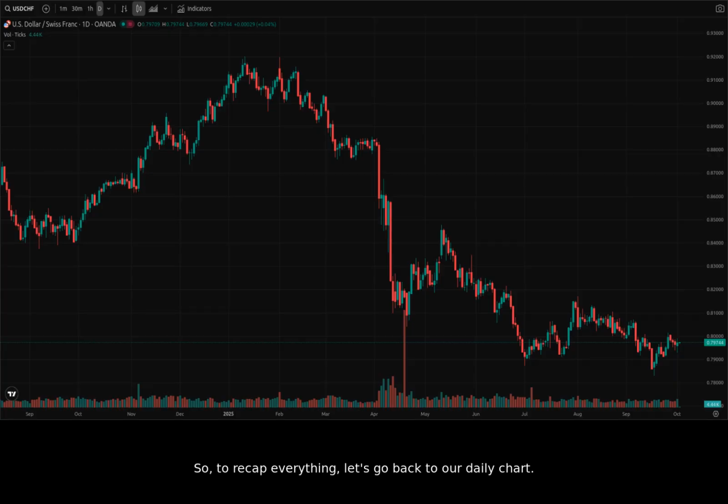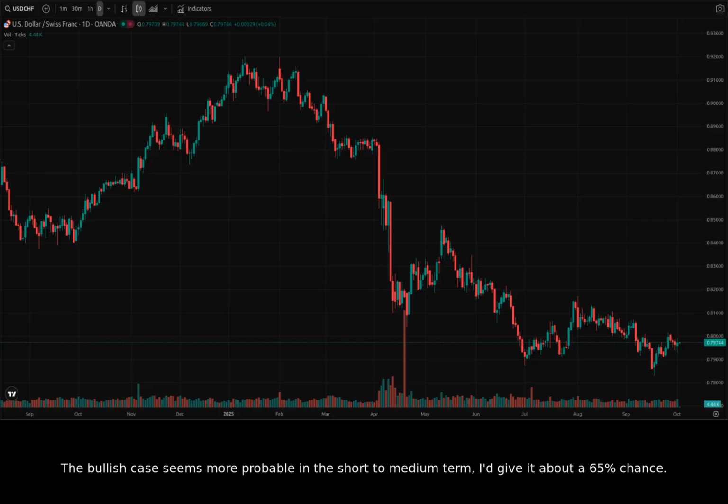So, to recap everything, let's go back to our daily chart. The long-term trend has been bearish, but we have a confirmed short-term bullish reversal in play. Your key price levels to watch are as follows. Critical long-term support is at 0.7850. Immediate support, and the line in the sand for the current rally, is at 0.7925. The main hurdle and psychological resistance is at 0.8000. A break above that level opens the door to further upside, with targets at 0.8100 and 0.8200.